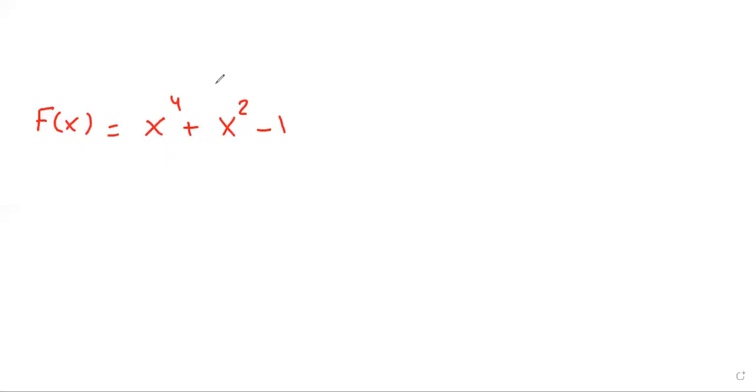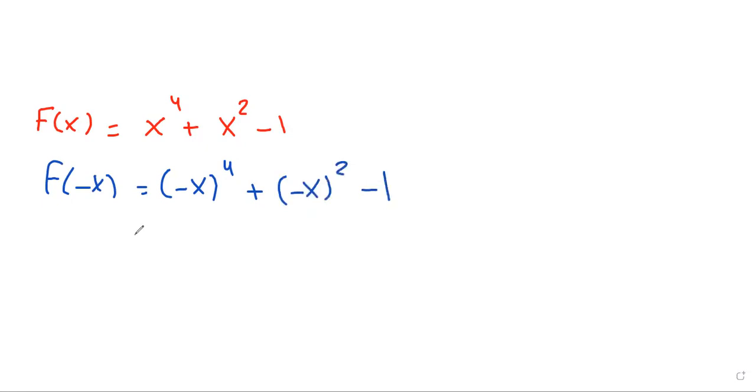We will do f of minus x. So f of negative x equals what? Negative x to the power of 4 plus negative x to the power of 2, then minus 1 equals what? f of minus x will be x to the power of 4 plus x to the power of 2 minus 1. So are they the same? Yes, the same, so it's even.